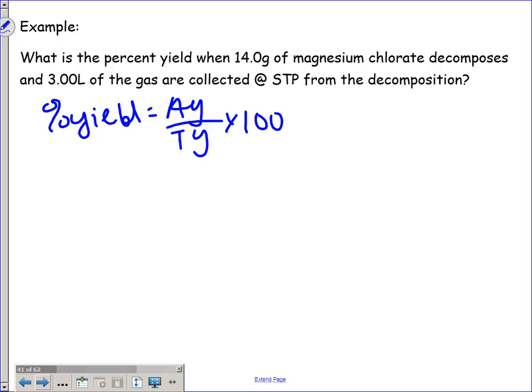Boom. You've got a lot in your head right now, right? So let's break this down into achievable chunks. When 14 grams of magnesium chlorate decomposed, what does this mean I probably should do? Write a balanced chemical equation of what? Okay, well, don't put the 14 in yet, right? That's just information we might need to calculate, but it's not in the equation.